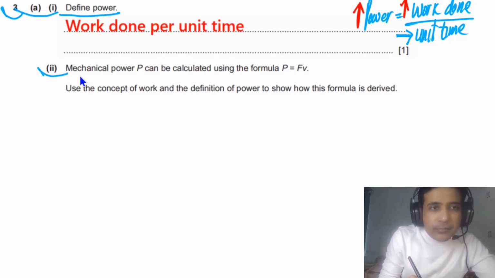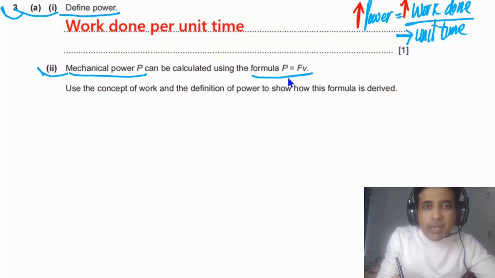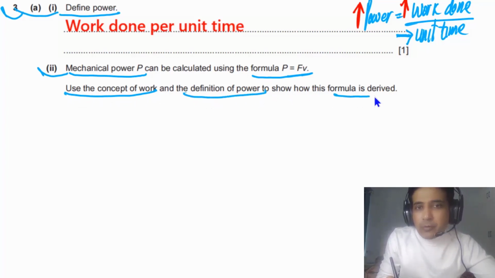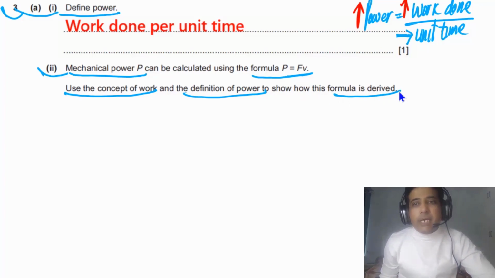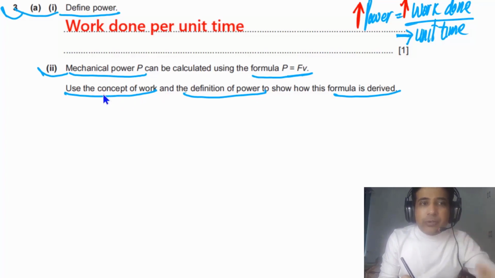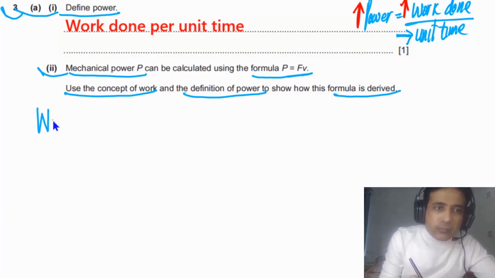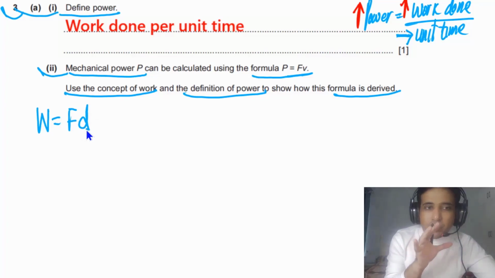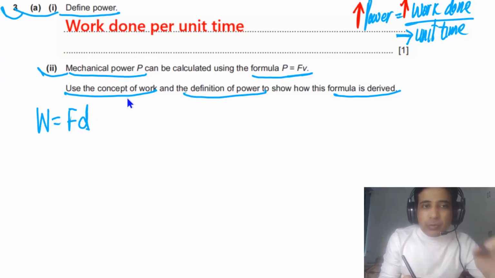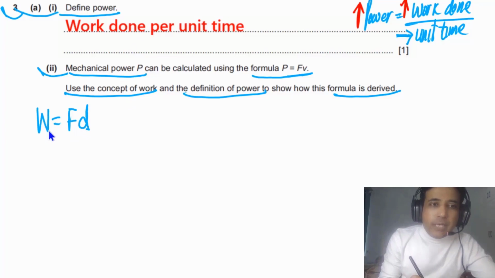For the second part, it is given to us that mechanical power can be calculated using the formula P is equal to Fv. Use the concept of work and definition of power to show how this formula is derived. And this question has 2 marks. So first thing it is given to us, we have to use the concept of work. So we will write down in this case, work done is equal to force times displacement in direction of force. So this is how you can write down work done. This hint is given to you. So you have to use the concept of work. So we have written W is equal to Fd.